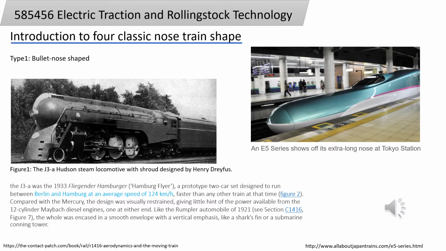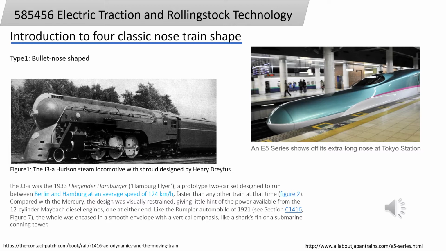When we compare with the Mercury, the design was visually resistant, giving latent hints of the power available from the 12-cylinder Maybach diesel engines, one at either end, like the Rumpler automobile of 1921, and the whole was encased in a smooth envelope with a vertical emphasis like a shark's fin or a submarine conning tower.